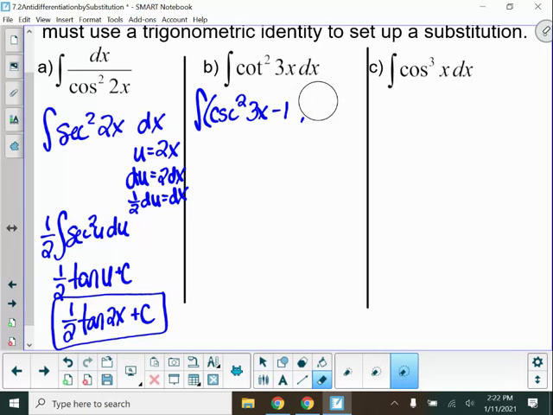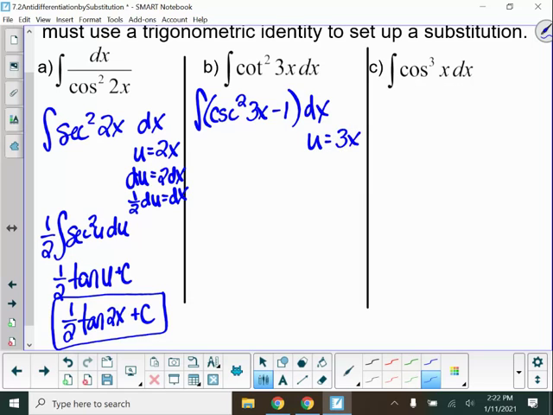Put that 3 there. So this goes back to the sine squared plus cosine squared is 1. So cotangent squared is the same thing as cosecant squared minus 1. Notice I did have to put the 3x with, because that's my angle, so I did have to include that as well. And so this is going to be very similar to what we did in part A, where I'm going to let the u be the 3x. The du is the 3 dx, so I have a third du is my dx.